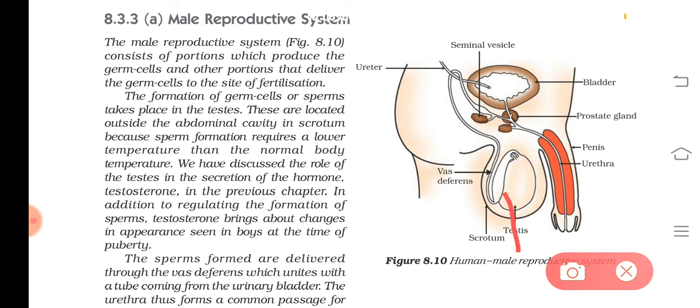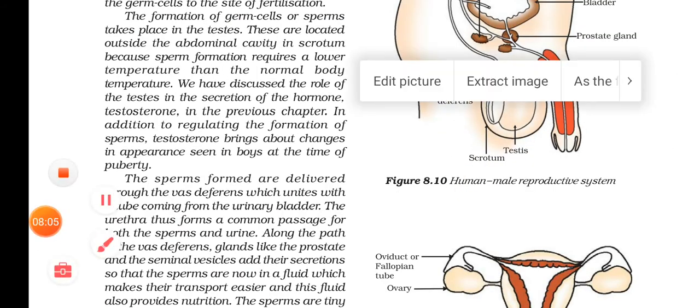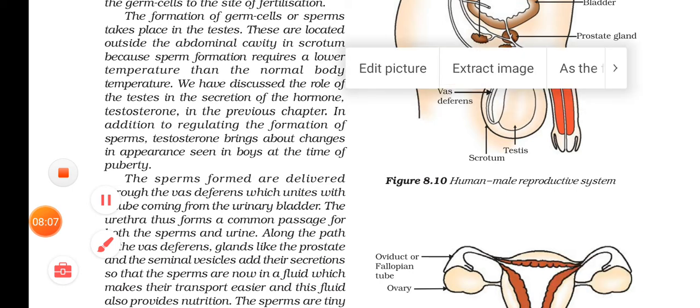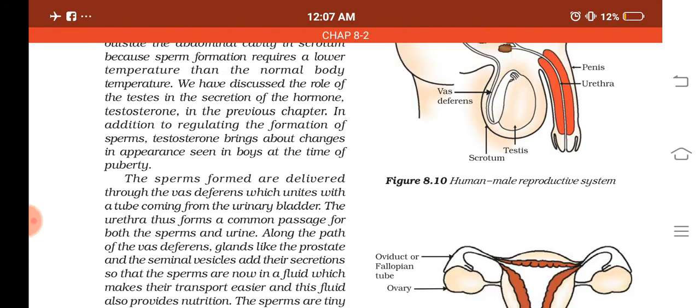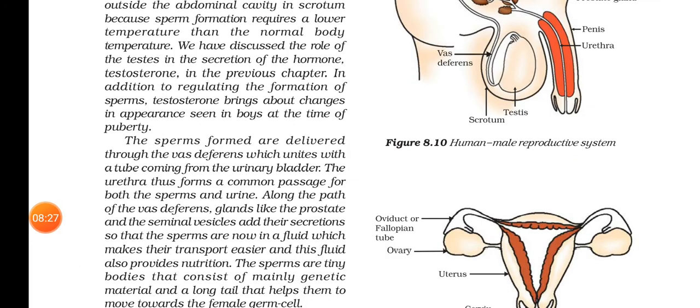Then you can see this is the vas deferens, which collects the sperms produced inside the testis, and it ascends and loops over the ureter. You can see that it is coming like this, and then it joins the tube that is coming from the urinary bladder and forms a common passage. That common passage opens to the outside as the urethra, through the penis. So the urethra forms a common passage for both urine and the sperms.